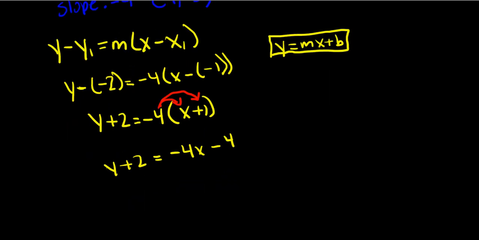So we want to try and isolate the y. So in order to do that, we have to subtract 2 away from the left side. If we subtract 2 away from the left side, we have to subtract 2 from the right. So when we subtract 2 from the left, we're left with just y equals -4x minus 6. And that's slope-intercept form.